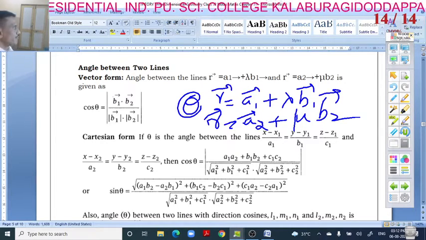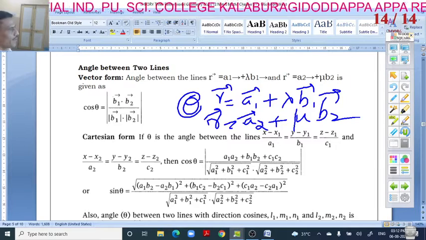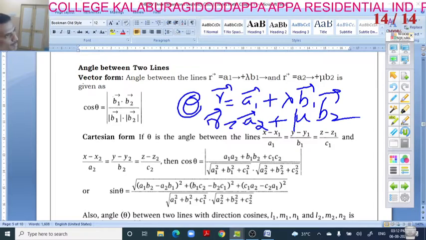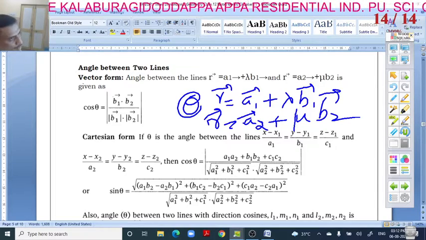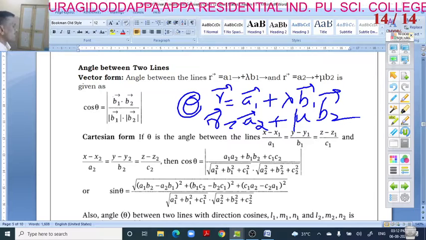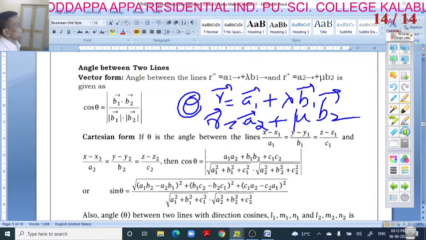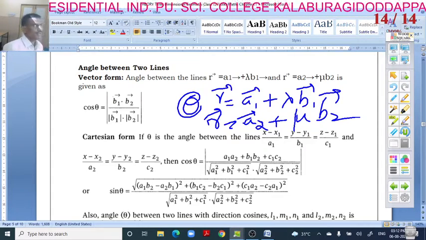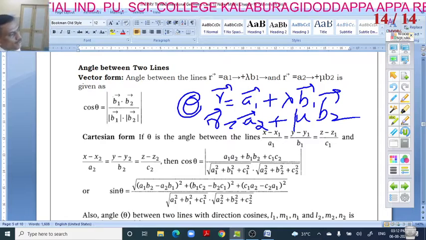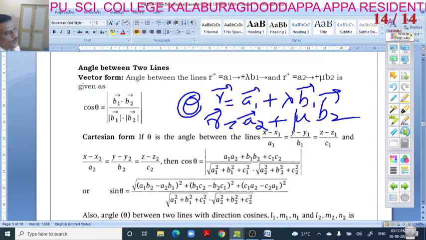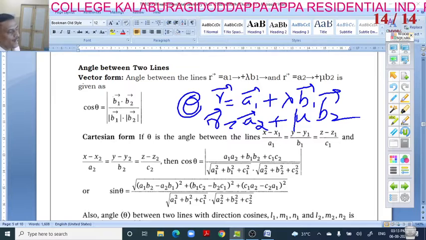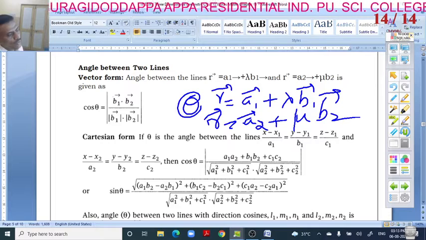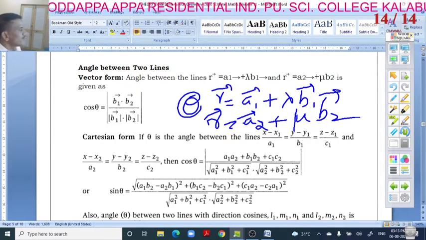Similarly, in the Cartesian form, if theta is the angle between the lines (x minus x1) divided by a1 is equal to (y minus y1) divided by b1 is equal to (z minus z1) divided by c1, and the next line (x minus x2) divided by a2 is equal to (y minus y2) divided by b2 is equal to (z minus z2) divided by c2, then cos theta is equal to (a1 a2 plus b1 b2 plus c1 c2) divided by square root of (a1 square plus b1 square plus c1 square) into square root of (a2 square plus b2 square plus c2 square).